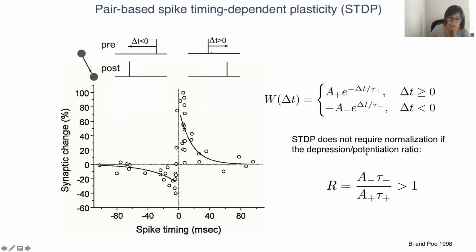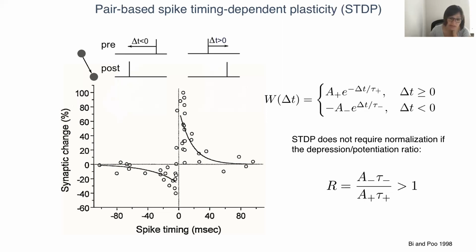Now STDP, this is kind of interesting, does not require these separate normalization schemes that I showed you before, if you ensure that what people call the depression to potentiation ratio, so the product of A minus and tau minus divided by A plus and tau plus, is bigger than 1. This is actually a result from Song and Abbott 2000 and 2001. So that's spike timing dependent plasticity.